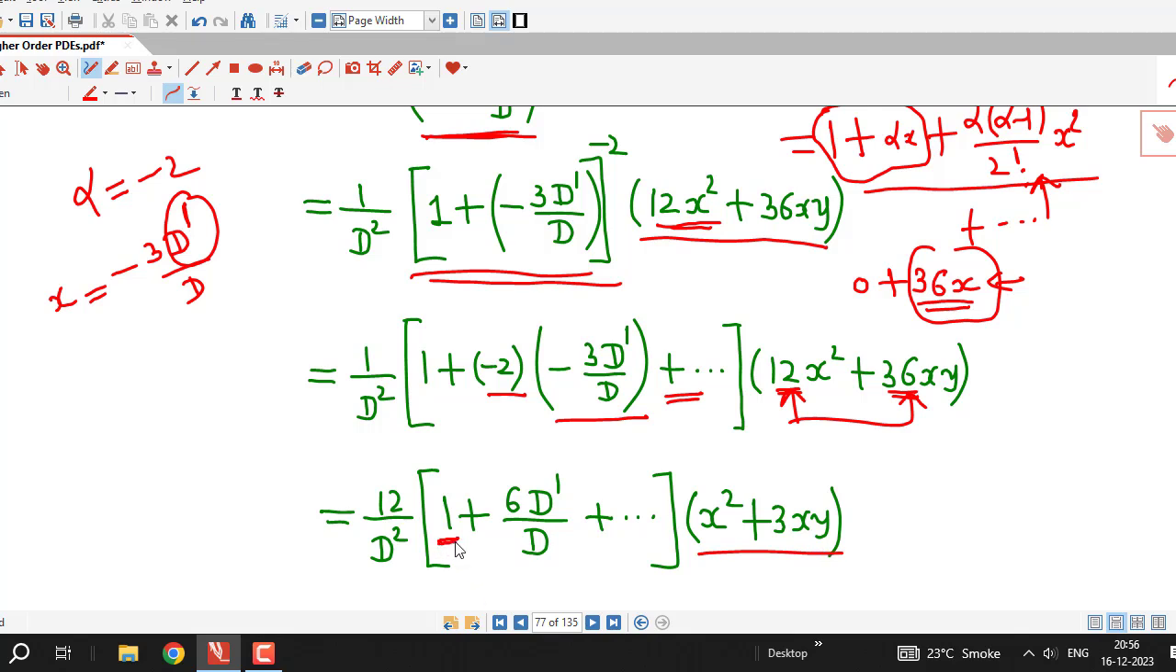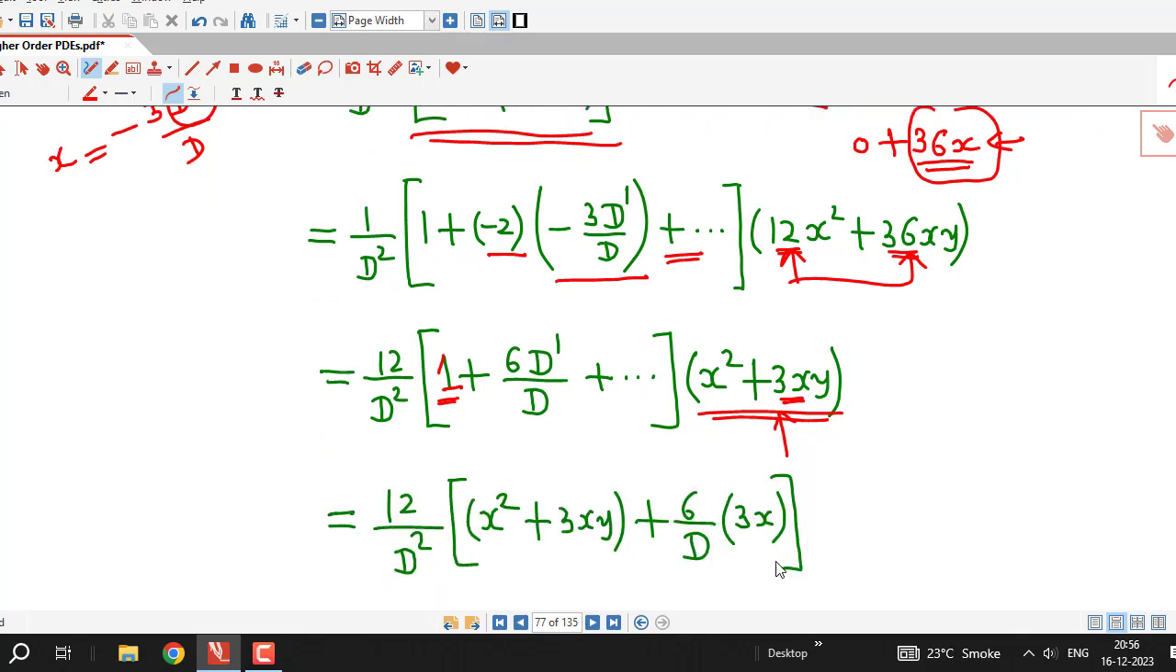Now first I apply this term, so 1 into x square plus 3xy, that is x square plus 3xy as it is, plus 6 by d into derivative of x square plus 3xy with respect to y, that is going to be 3x. So I have written here 6 by d as it is, derivative of this quantity with respect to y, so x square is constant, its derivative is 0. Here 3x is constant and derivative of y is 1.